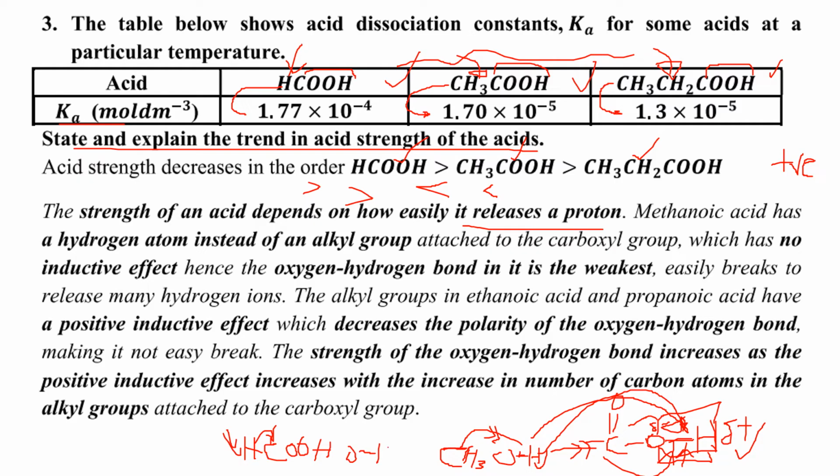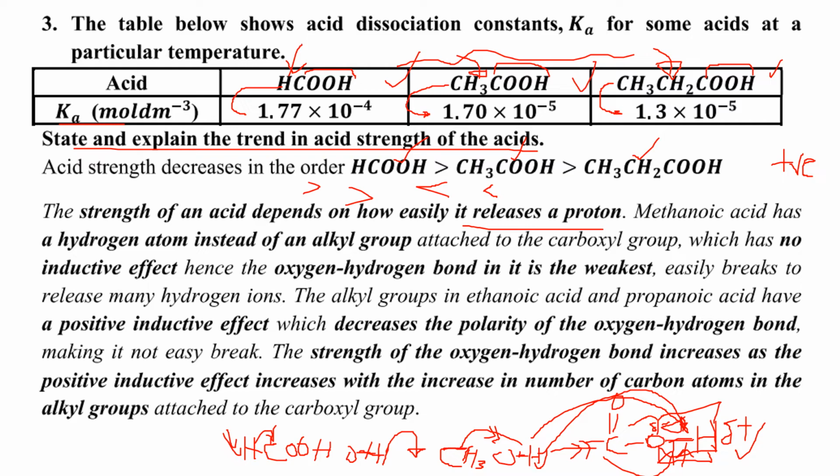Now if that's the case, that means that this bond is going to be the weakest across the compounds that were given, and since it's the weakest, it will be easily broken in its aqueous solution to release these protons in solution. And the more it releases protons in solution, the stronger that acid is considered.